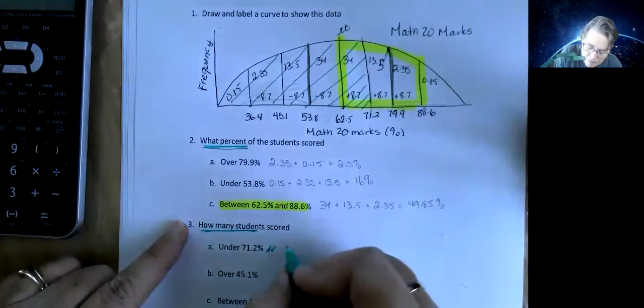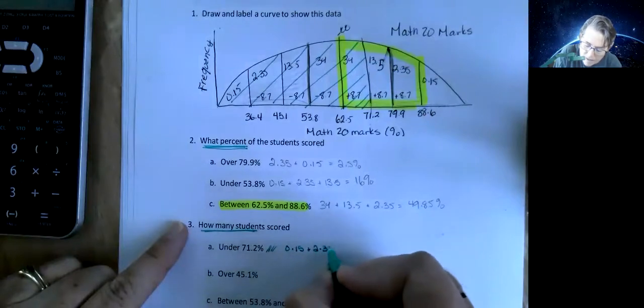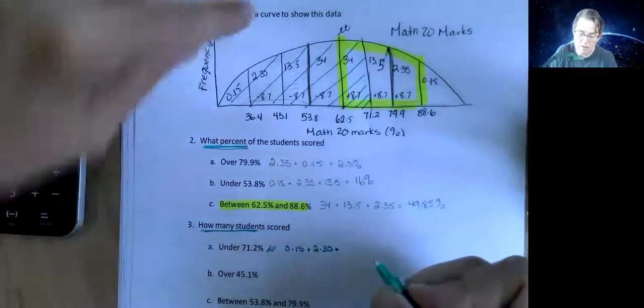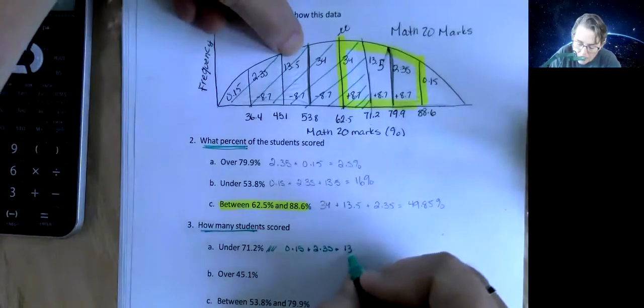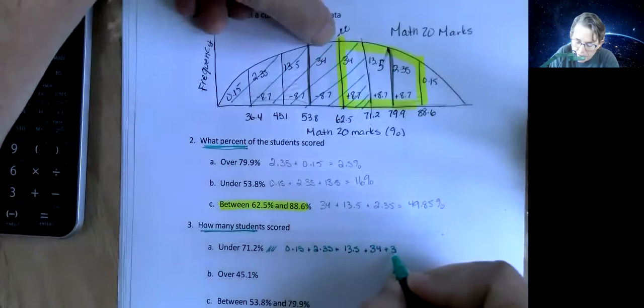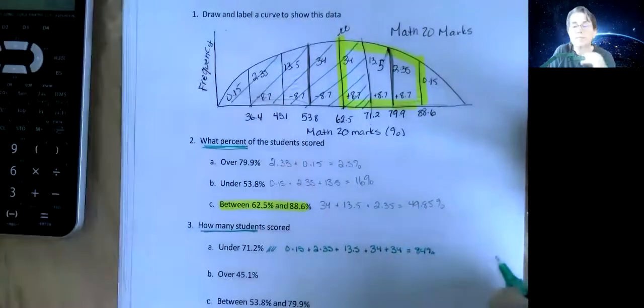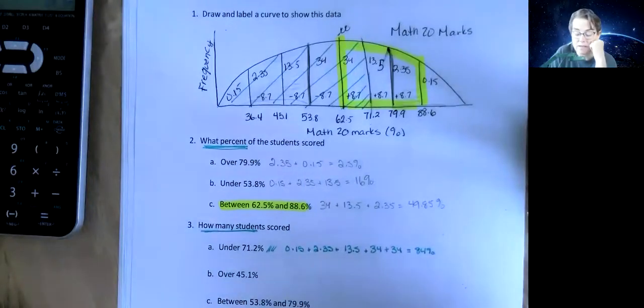So 0.15 plus 2.35 plus 13.5 plus 34 plus 34 is going to give me 84%. It's not like I knew that answer before, but there was an easier way to do this.